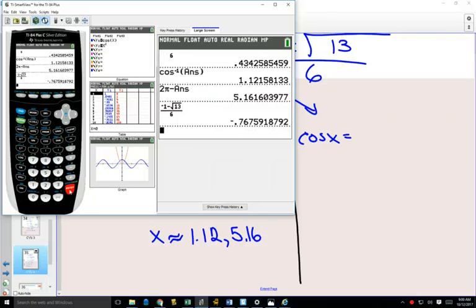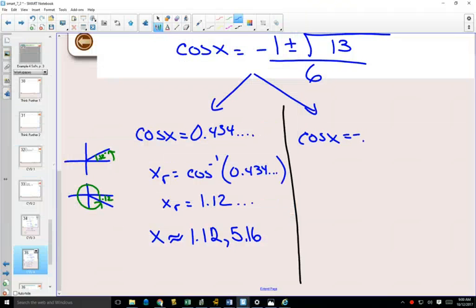-0.7676759... So like I said before, it's not bigger than 1. So we have to do the same thing again.